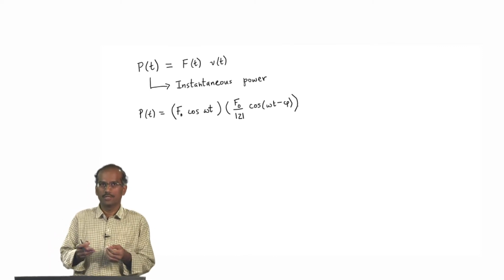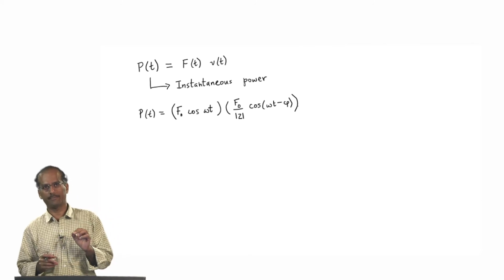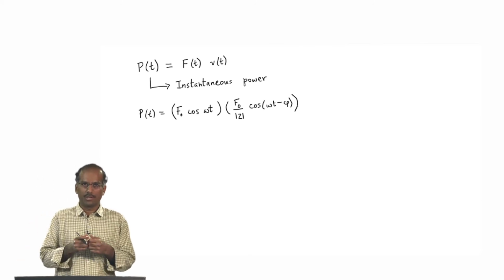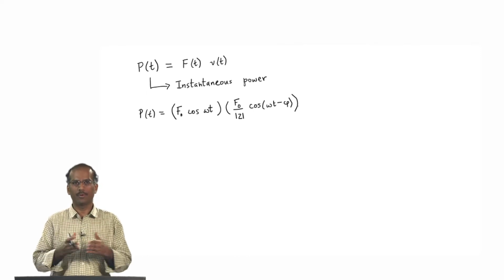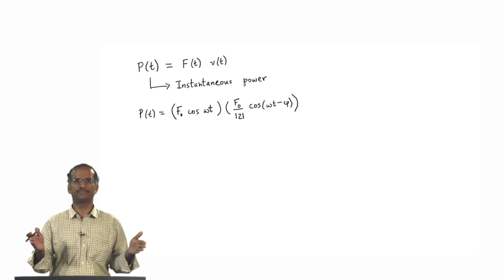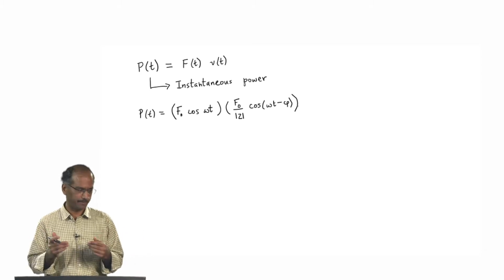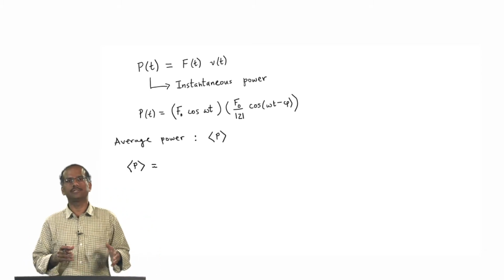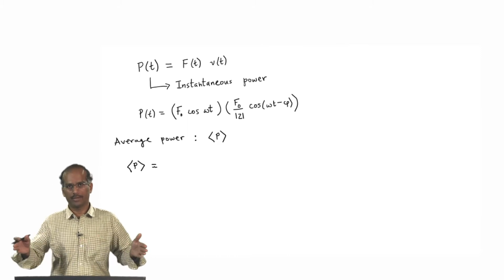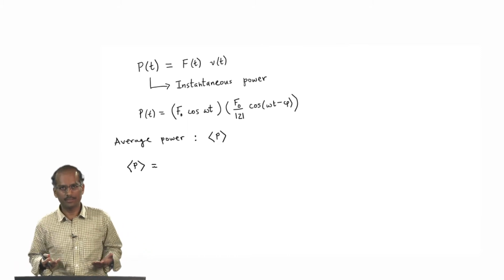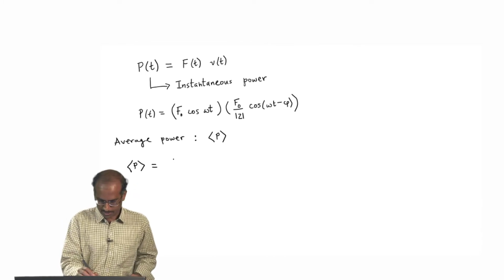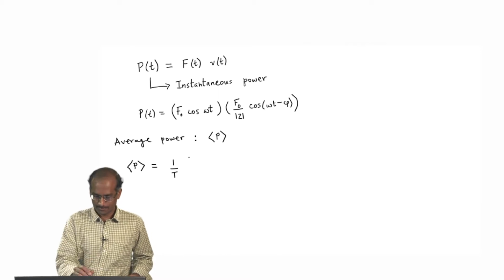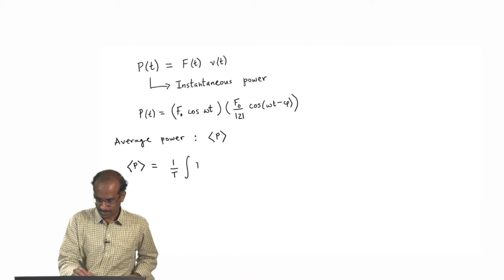But maybe what I would like is the average power. This is the power at a particular instant of time t, but a more useful quantity is the power supplied over an entire cycle of the oscillator, over one full time period. So, for the average power, I just need to integrate this over the entire time period and divide by the time period. So, that is my formula for average power. It would be 1 divided by the time period, times the integral of this quantity P of t.